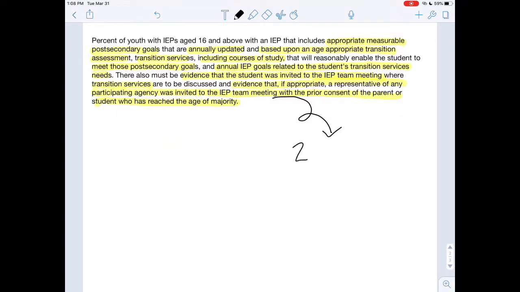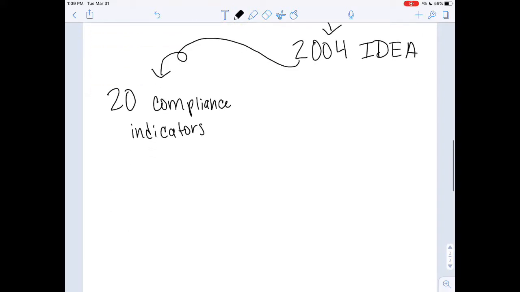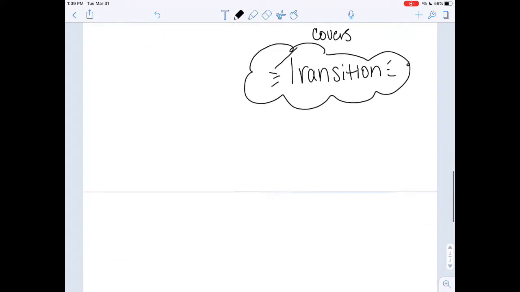Indicator 13 is part of the 2004 IDEA, and within this there are 20 different compliance indicators. They are useful to measure how well schools are following rules and regulations, and Indicator 13 covers transition.